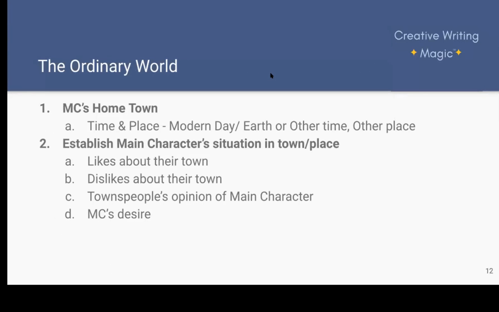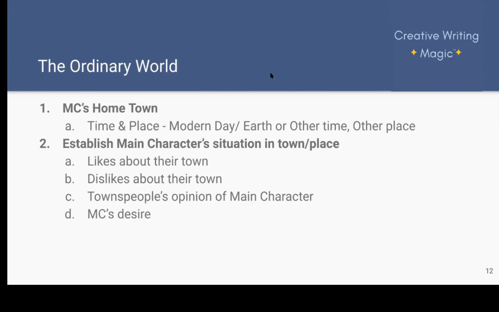So first up is the ordinary world. So this is the main character's hometown. And essentially what we want to do is build a world and include it in a time and place in history. So this can be modern day, it could be Earth, it could be another planet, it could be another time, another place. This is where the imagination can stretch for eons in terms of coming up with a world to place the main character in.